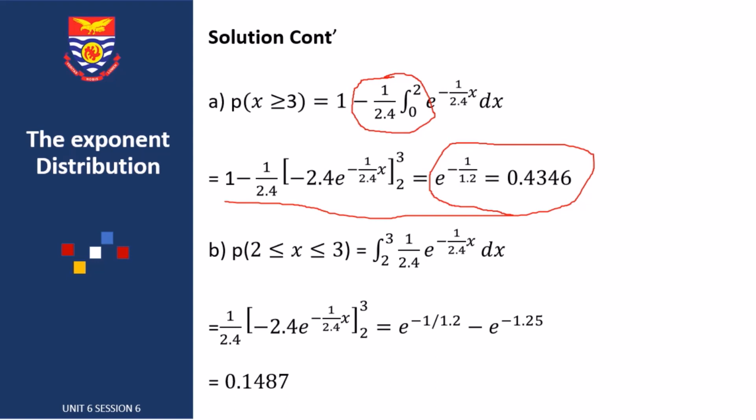Now you have to find between 2 and 3. That's very easy for us. The lower limit is 2, the upper limit is 3. Working with the same function and doing our integration carefully and simplifying everything, we should have 0.1487.